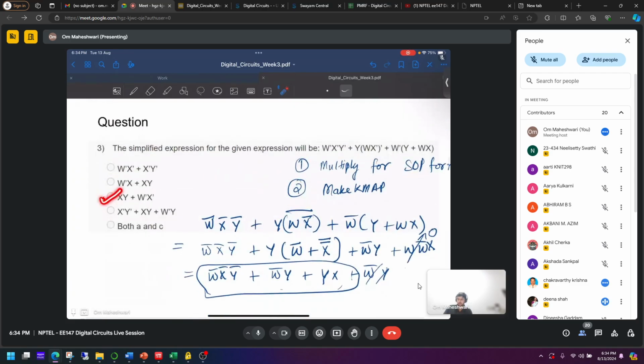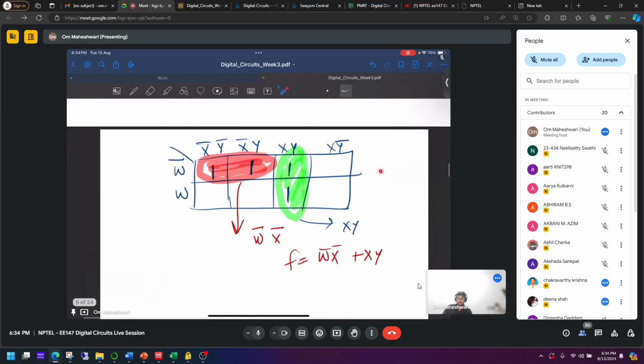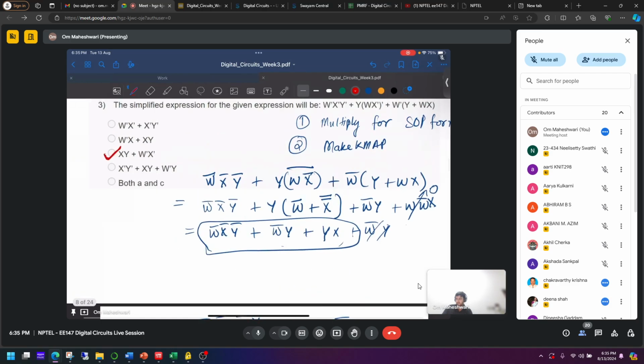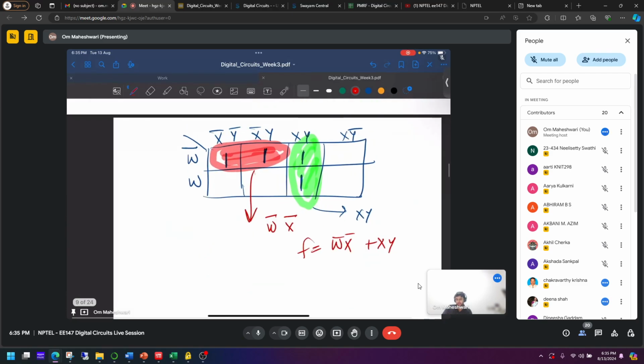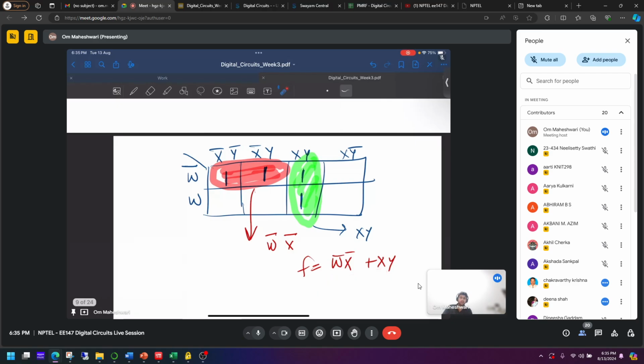Sir, option C. Can we have three terms also? No, the number of ones in groups can only be 2 to the power n. No, what I'm saying is, in order to remove the hazard, we can have another grouping also, a third grouping. That can be Y W bar. Because C option is that also, and the last option is both A and C. Oh, right. No, but A is not matching. A is not the answer, I think. X bar Y bar, X bar Y bar will be this, right? Yeah. So only this is the only correct answer.